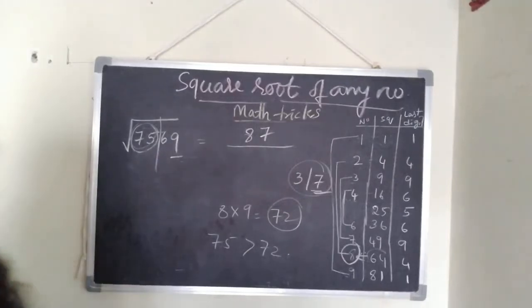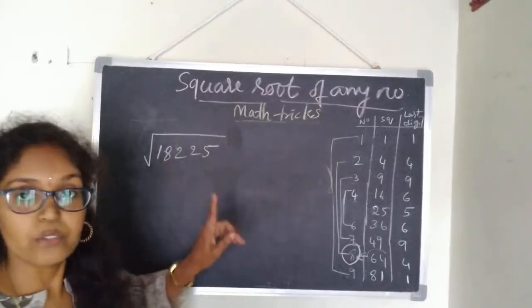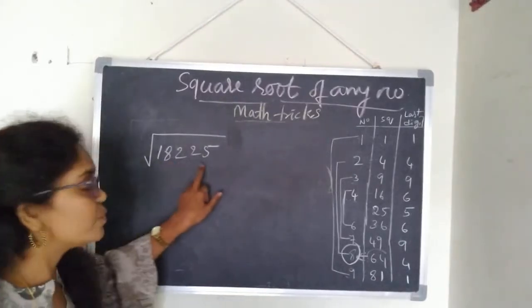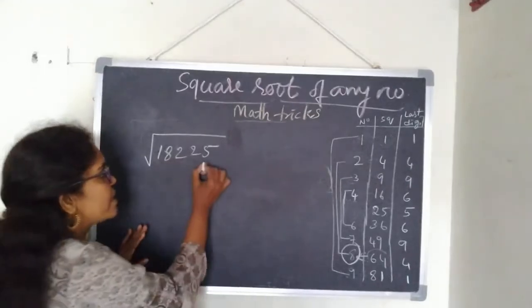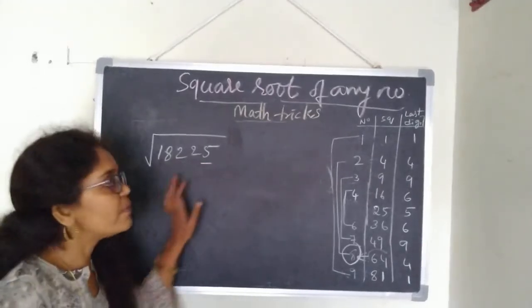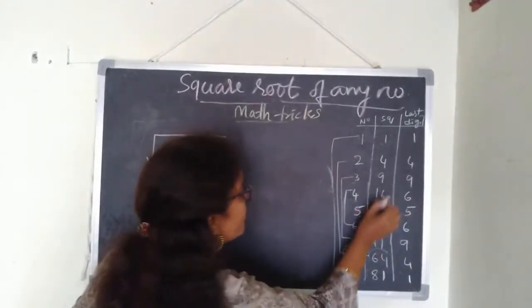Yes, here is the 5-digit number we have taken to solve. So what is the square root of 18,225? The same method we are going to follow. So what is the last digit here? 5. So 5 is the last digit, that is whenever it is a 5.